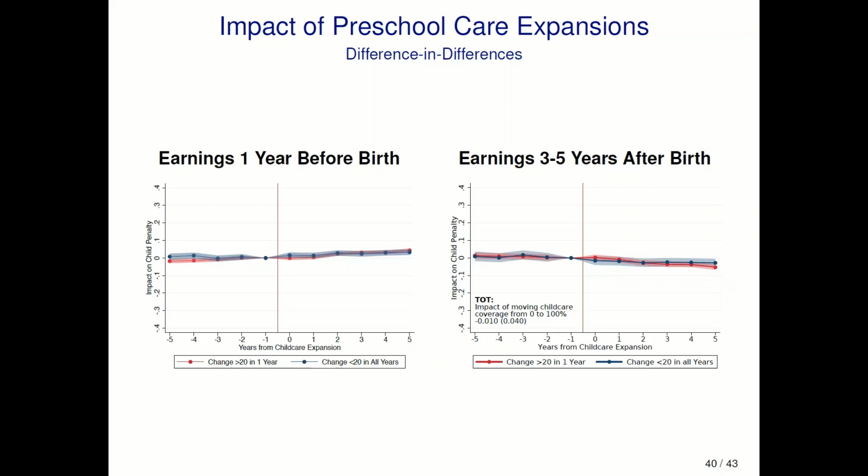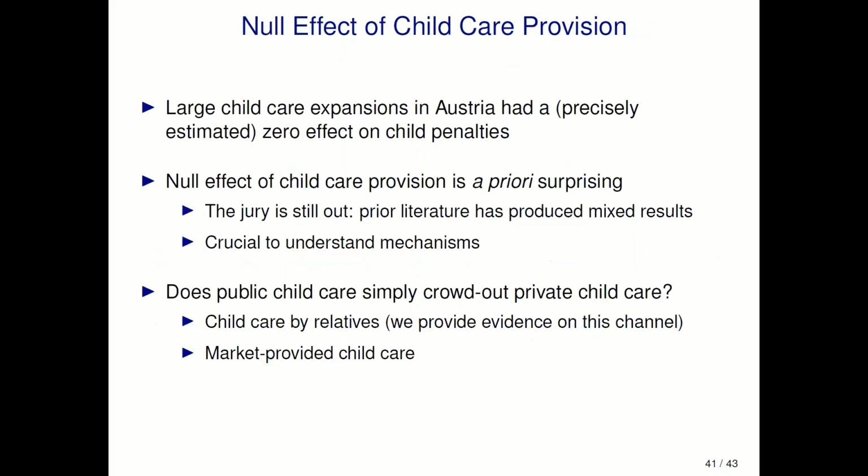Have you looked at the grandparents and their earnings and so on in here? Because maybe if Austria is a more conservative society, what happens is that once your parental leave is over, you give the kids to the grandparents. I agree completely, and yes, we looked at it, and I will now say something about it. So we have this precisely estimated zero effect on child penalties, and we want to think about how that makes any sense.